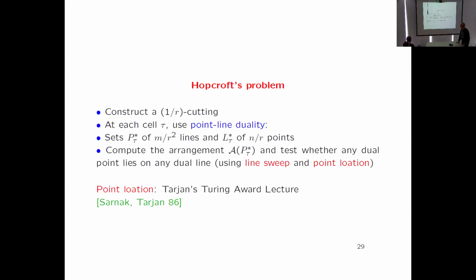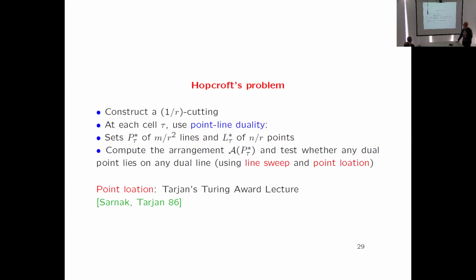So the Hopcroft algorithm goes as follows. You construct a 1 over R cutting somehow, and in each cell you get a set P tau of the points it contains and a set L tau of lines that cross it. You move to the dual plane, a standard concept in computational geometry. Points become lines, lines become points, and incidences are preserved. And so now you have m over R squared lines and n over R points. So the number of lines is much smaller, so to speak. You compute their arrangement and locate all the points in the arrangement to find whether some point lies on a line.